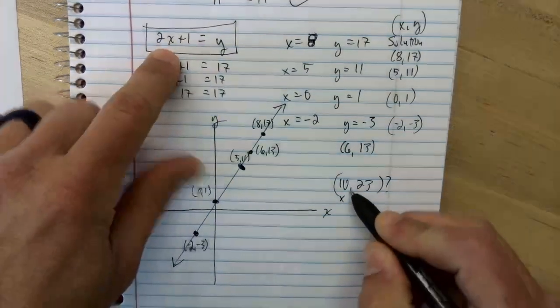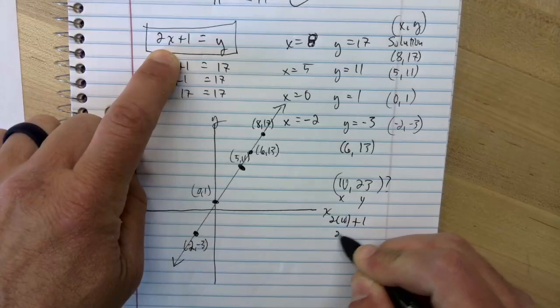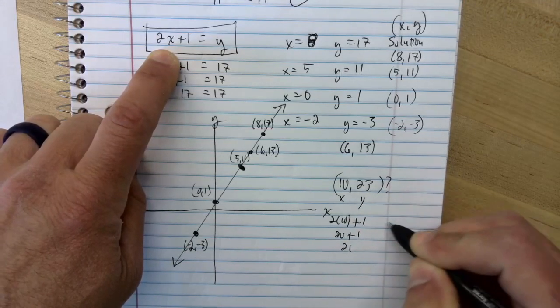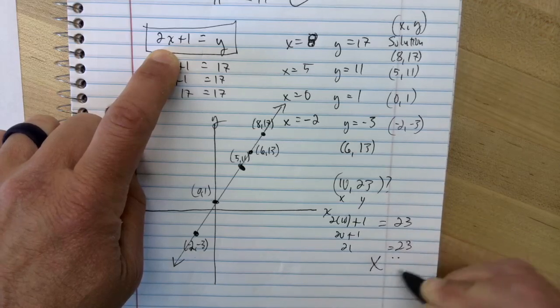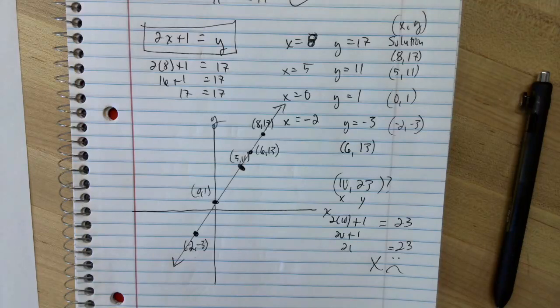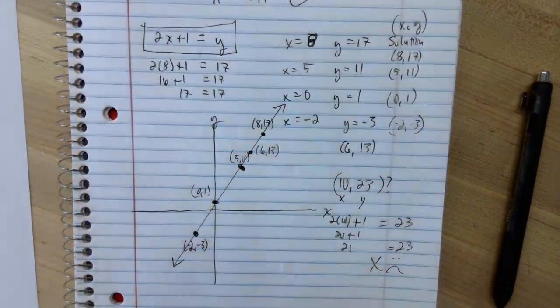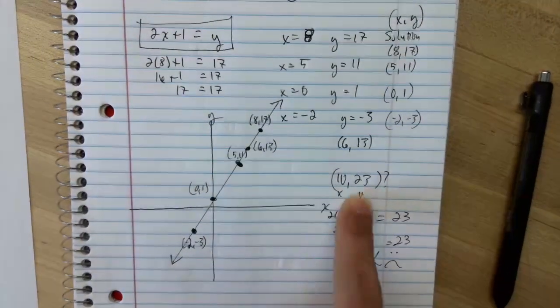So 2 times 10 plus 1. That's 20 plus 1 or 21. And is that equal to 23? No. No. Okay. Not on the graph. So we had to walk through something to be able to say, okay, that's not on the graph because it doesn't satisfy the equation.